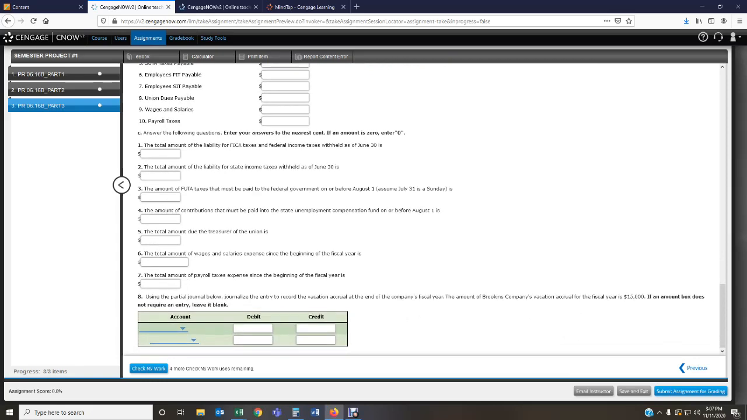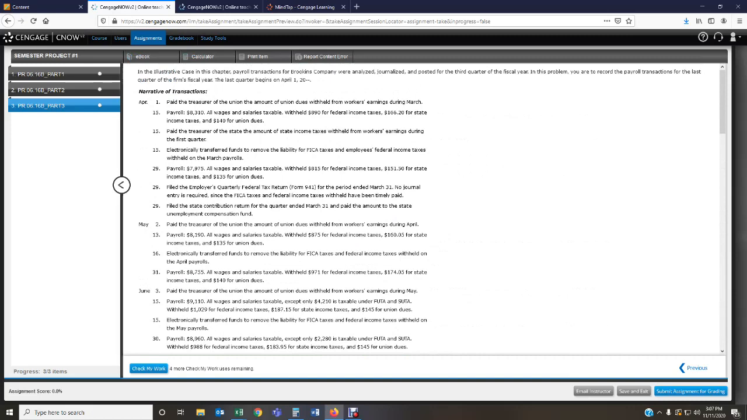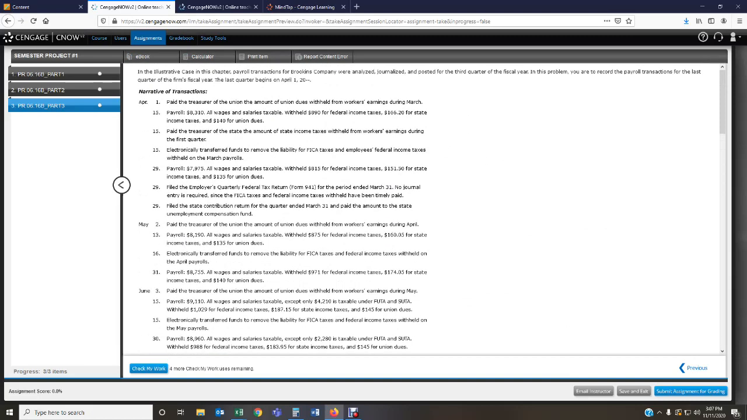And then at the end, you have to record a journal entry for an accrual for the vacation, okay? So this is what you're going to be working on. This is the project. It is long. It does have quite a bit of transactions. Most of them are journal entries.